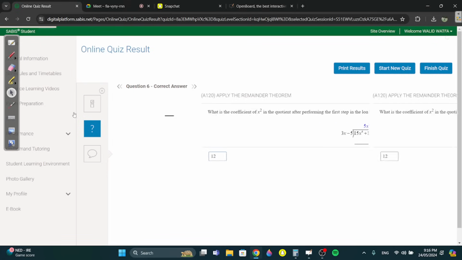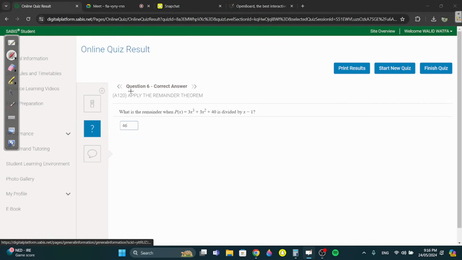Question 6. What is the remainder when it's divided by x minus 1? So do we have to divide? No. When they only want the remainder, we just have to substitute the opposite. What's the opposite of x minus 1? We just substitute 1. So let's substitute 3 times 1 cubed plus 3 times 1 squared plus 40. That's 46.